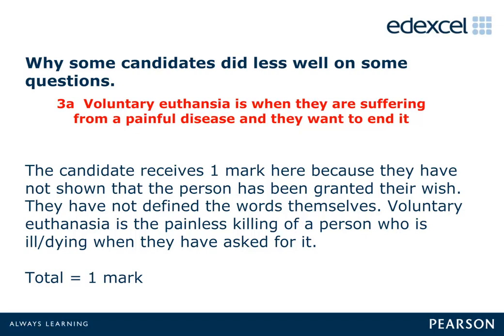Another example in Section 2. Voluntary euthanasia means ending life painlessly when someone in great pain asks for it. This glossary wording shows that in order to get 2 marks, it is necessary to include ending life painlessly and when someone asks for it. Some candidates lost marks by confusing key words, especially in 3A, by only writing, for example, ending life painlessly, or helping to end someone's life.